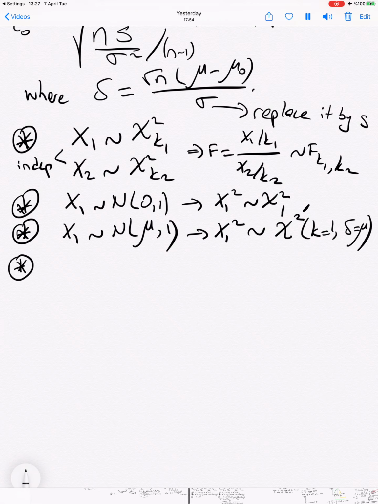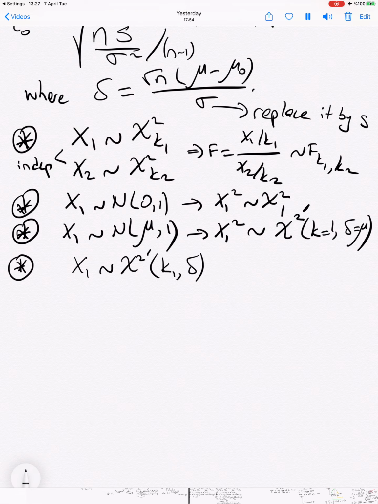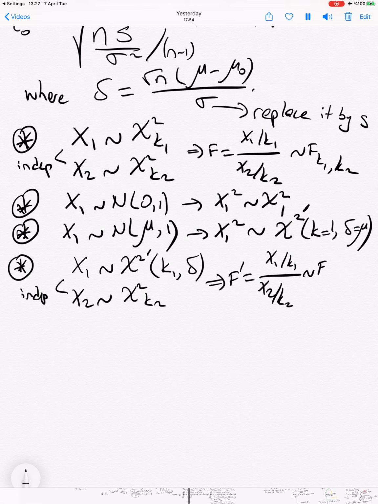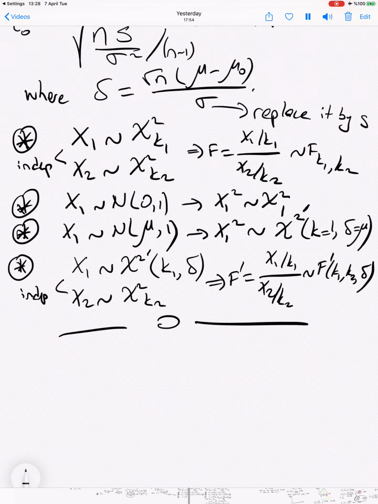Similarly, if we use the same procedure for the F distribution derivation, when we have a non-central chi-square random variable and the denominator x2 is central chi-square, and these are independent, then we have a non-central F distribution. So the same ratio will give us a non-central F distribution with these parameters, degrees of freedom and non-central parameter delta.